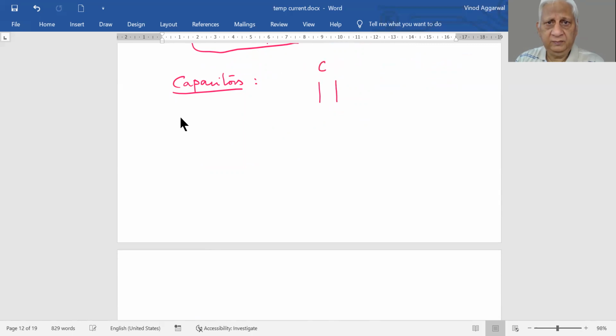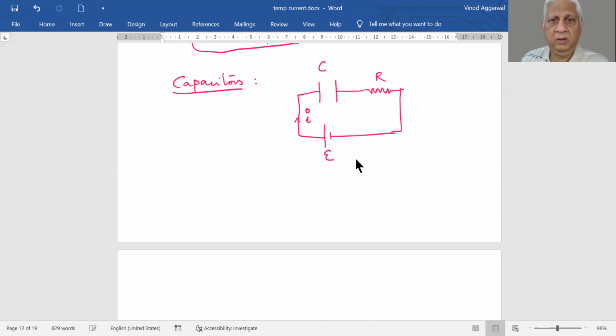This is our capacitor. What we do is we put a resistance R in series, and we take an EMF source to charge it. If we set up a circuit like this, this is the EMF, this is the resistance in the circuit, this is the capacitance, there will be a current established in this circuit.